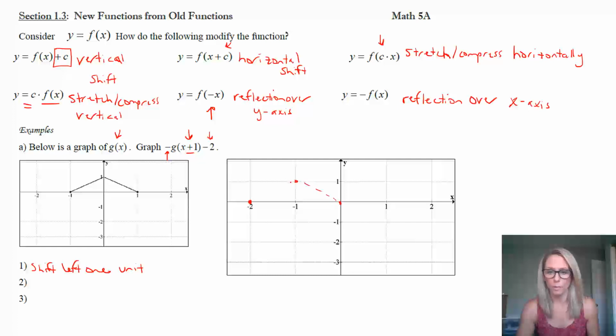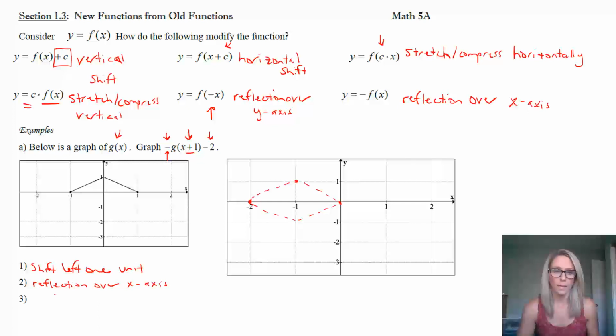Now this is just the first step, so I'm not actually going to put it in because it's not done yet. But the second thing that happens after we shift it left 1 unit is, as you can see, it's got that negative on the outside of the g of x plus 1. And so this is the reflection over the x-axis, and that's just coming from our last thing there. So I'm just going to reflect the whole thing over the x-axis, so it's going to look like that.